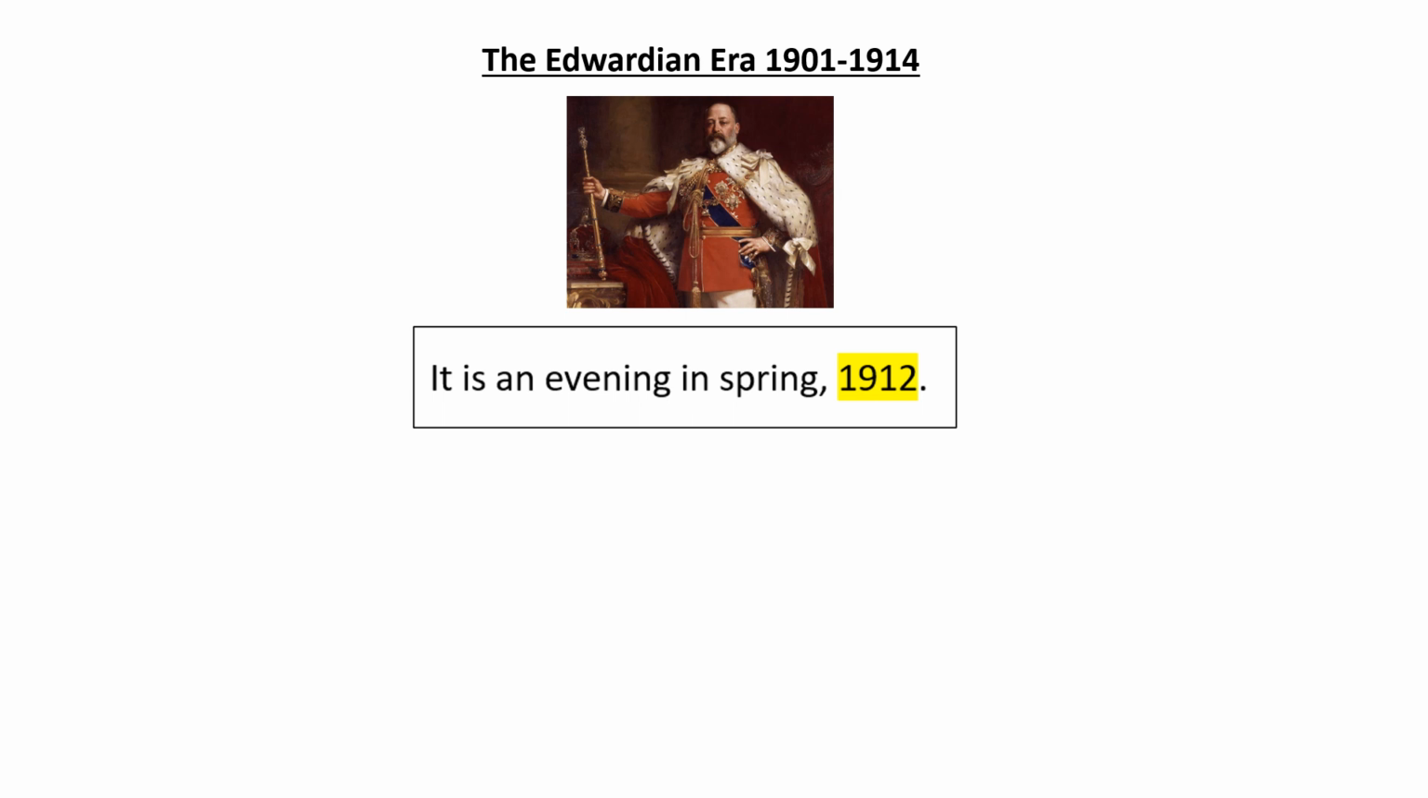And I know what you're thinking. How can 1912 be called Edwardian if Edward died in 1910? And the reason is one of convenience. The real beginning and the end of the period in historical terms is the death of Queen Victoria, the turn of the 20th century, and then the beginning of the war.